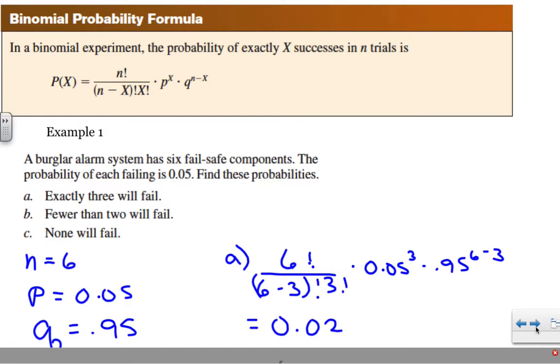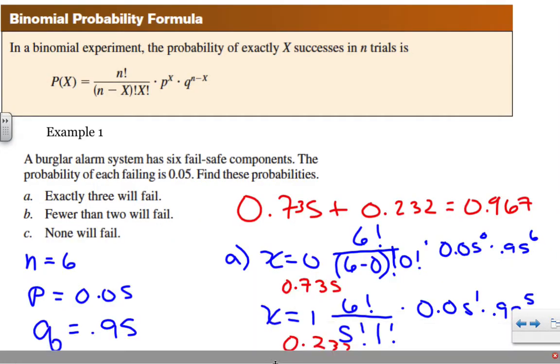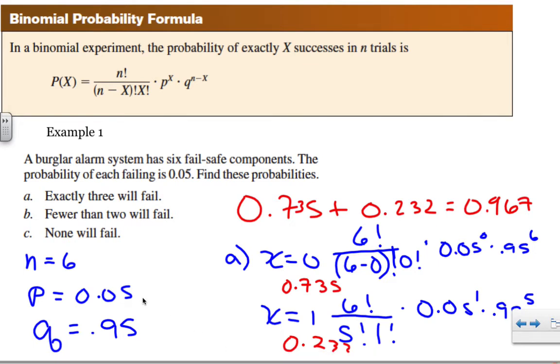Right, now let's look at fewer than 2. When we're talking about fewer than 2, we have to define what we are talking about. First of all, my n and my p and my q are still exactly the same. Fewer than 2 means that I will have 0 or 1. I will not have 2. I will not have 3. So when we talk about ors with probabilities, we're talking about a plus sign.